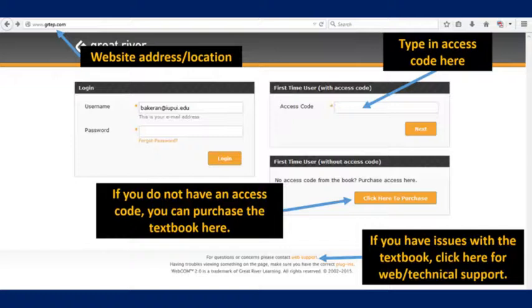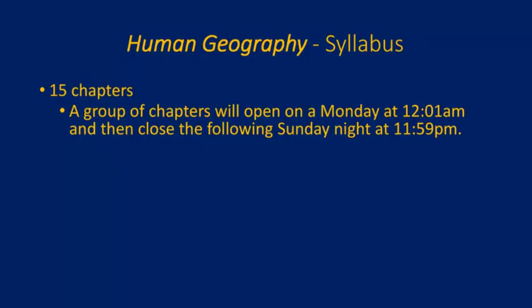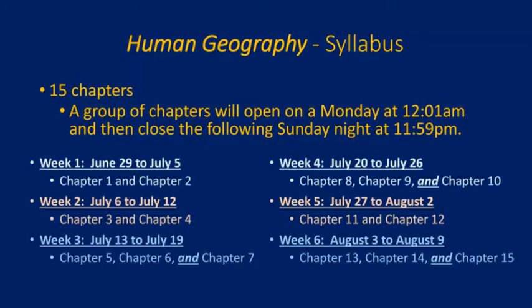In human geography, we have 15 chapters. So a group of chapters will open on a Monday at 12:01 a.m. and then close the following Sunday night at 11:59 p.m. So go ahead and fire up the schedule, and I'll go through it, and we'll explain it and try to understand what's going on. So here's the schedule for the semester.